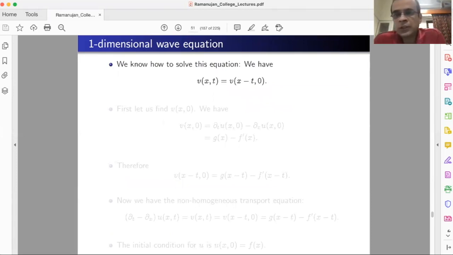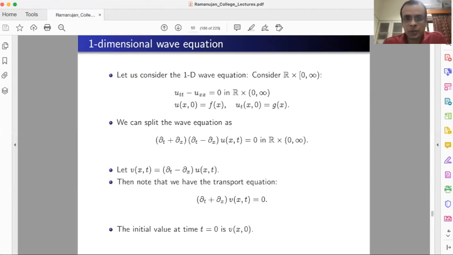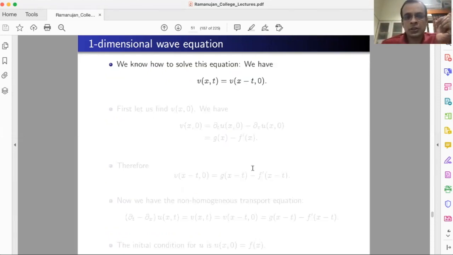So we know how to solve this equation. Because this we saw earlier, right? Remember, if the initial value was g of x, then the solution v of x,t is going to be g of x minus t. But g in this case is going to be v of x comma 0. So therefore, the solution is actually v of x,t is equal to v of x minus t comma 0.